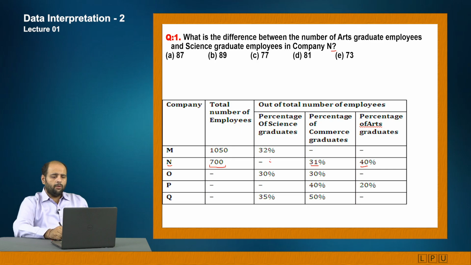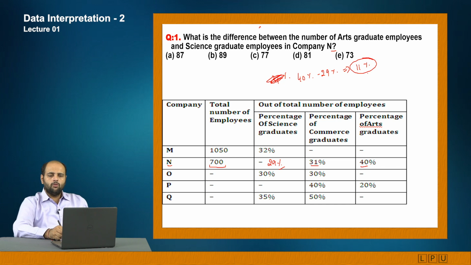So what will be the remaining percentage? It will be 29%. Now what is the difference between the number of arts graduates and the science graduates? The arts graduates will be 40%, and the science graduates will be 29%. So just subtract, because these are percentages of common values. So the net difference will be 11%.